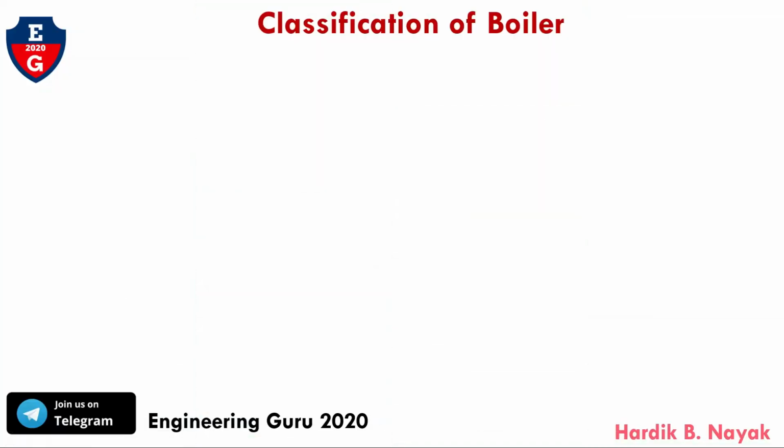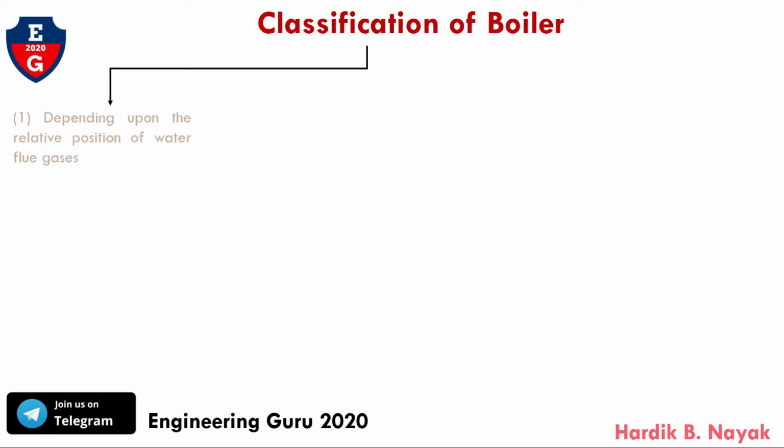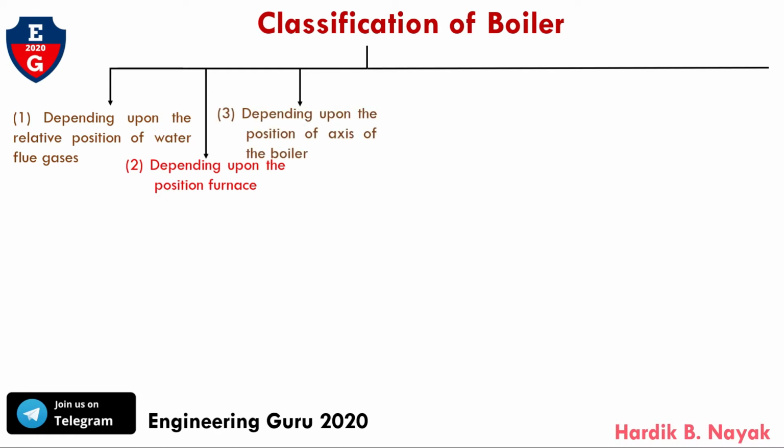Now, the boiler may be classified mainly as follows. First, depending upon the relative position of water and flue gases. Second, depending upon the position of furnace. Third, depending upon the position of axis of the boiler. Fourth, depending upon the service. Fifth, depending upon the source of heat.